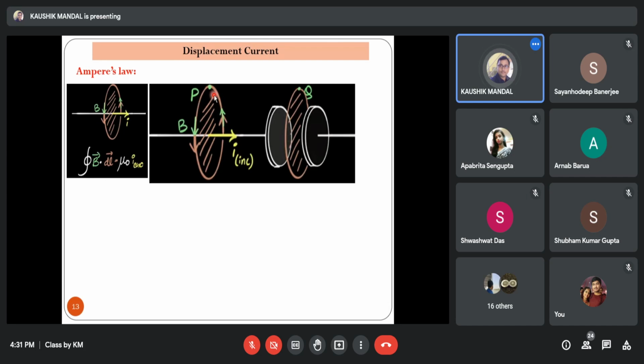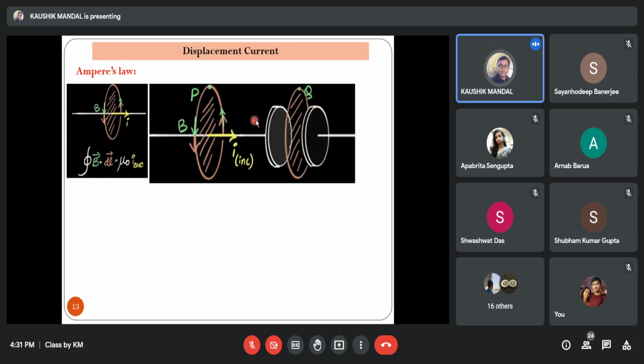What is clear? When we are going to apply Ampere's law at this particular point over the conductor, where current is moving from left to right and this current is I_C, at this arbitrary point P we can describe the magnetic field by Ampere's law.